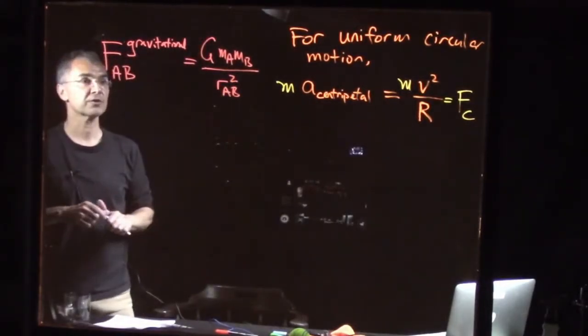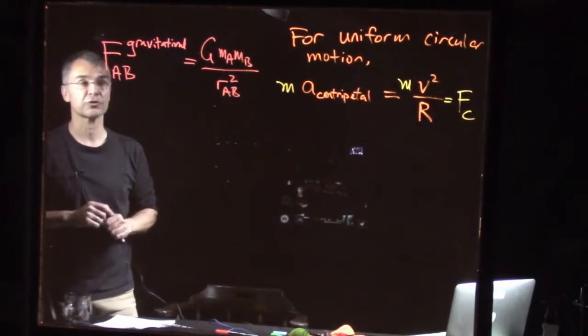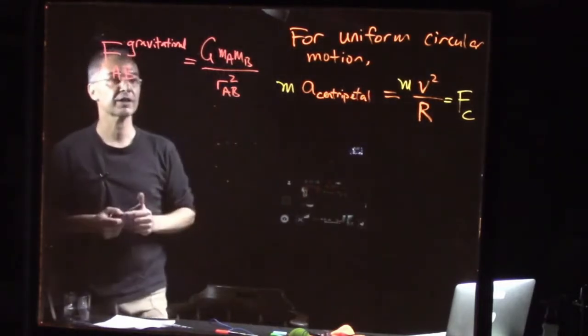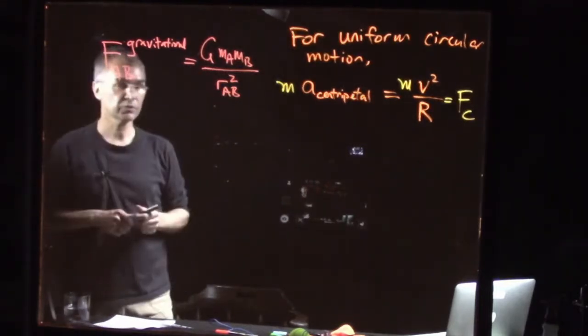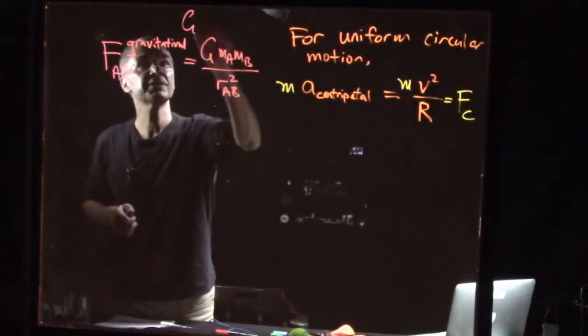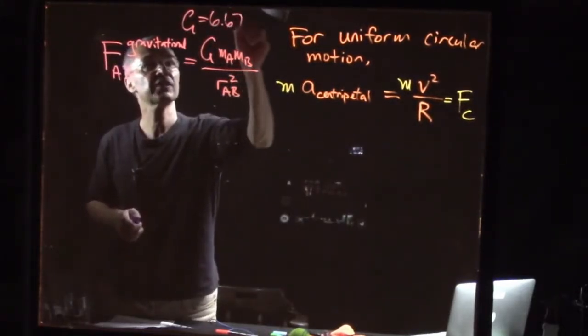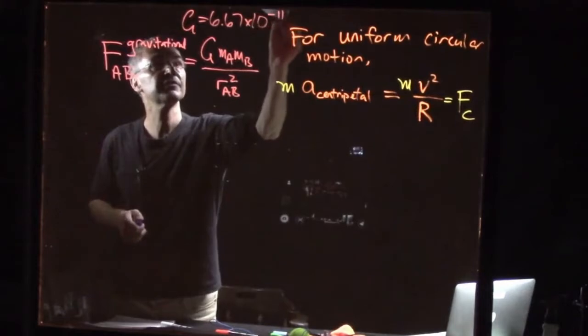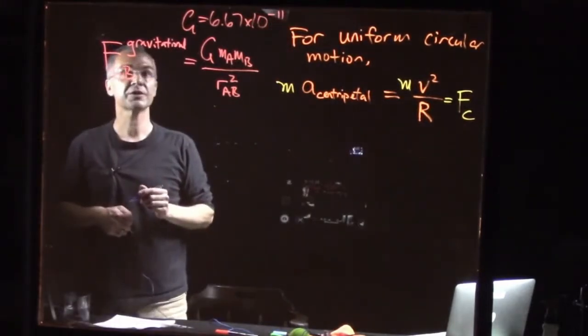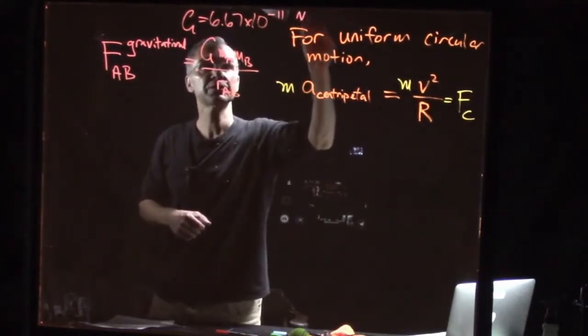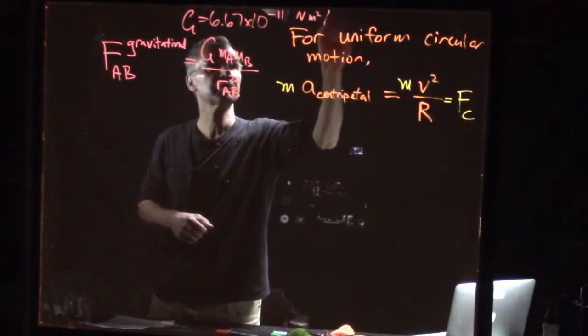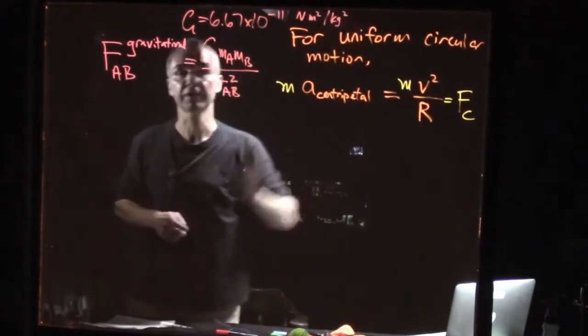So the farther apart they are, the weaker the gravitational force. But the force is proportional to the mass of A times the mass of B. And this G, you don't really have to know the number, but big G is 6.67 times 10 to the minus 11 in SI units. So that must be newtons meters squared per kilograms squared, if I did that right.